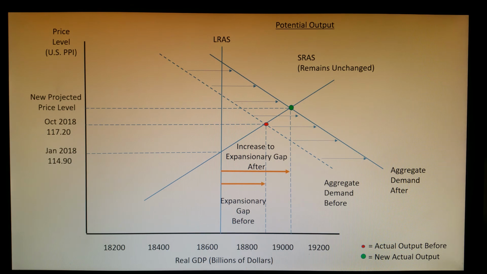The effects of the $10 billion tax cut on my potential output graph indicate a shift of the aggregate demand curve outward, shown here. I have my curve moving this way because of the increase in disposable income and increase in consumption. The price level and the total output rise because the demand rises. However, short-run aggregate supply remains the same. So before I had my expansionary gap right here, and then this is the increase to the expansionary gap afterwards. As you can see, the new projected price level goes up, and so does the real GDP. So I have my actual output before, and then my new actual output, and then my aggregate demand curve moving this way.